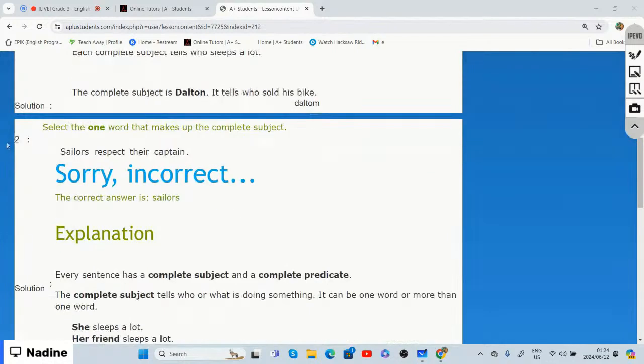Now it says sailors respect their captain. Sailors respect their captain. We need to select one word that makes up the complete subject. What is the subject that tells us who or what is doing something within that sentence? It says sailors respect their captain.